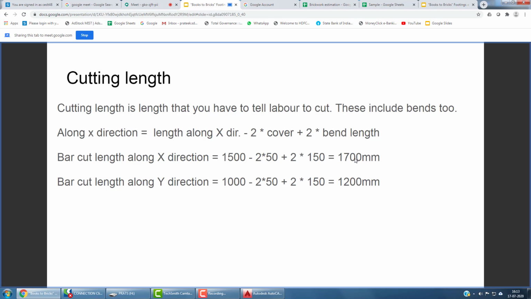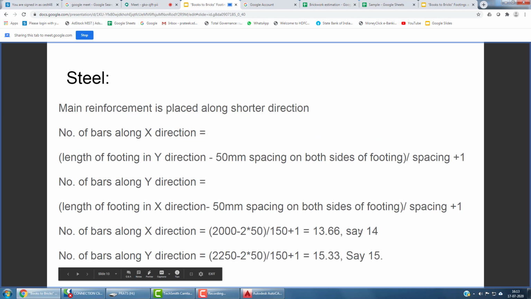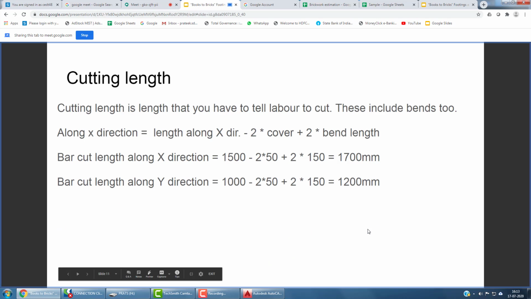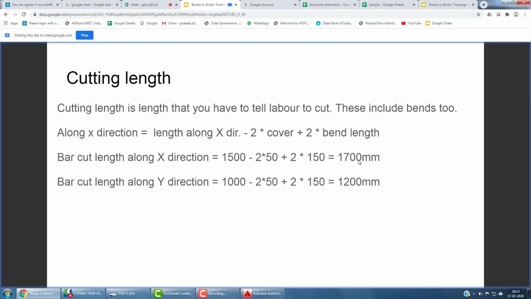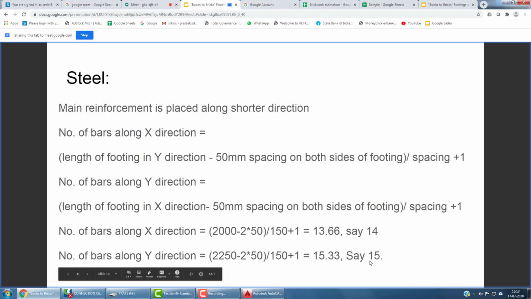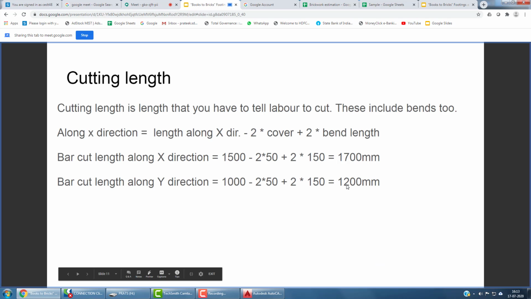So this is my total length in x direction. How many bars did we have in x direction for the first problem? We had 14 bars. So these 14 bars individually have to be cut at a length of 1.7 meters. Is it clear, guys? As an engineer, you have to tell the labor to cut 14 bars of 1.7 meter length, and after that you have to tell them 15 bars to cut as per the length of 1.2 meter. Is it clear, guys? What is your role?